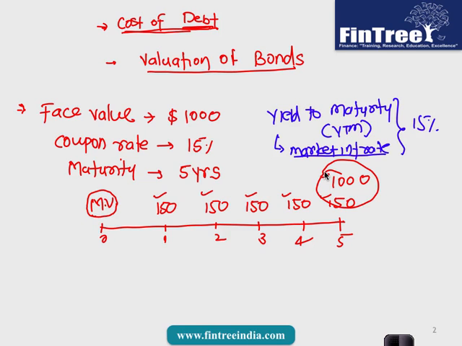Are we done? Now press the NPV button. What should be the I here? 15. So say 15, enter, and compute NPV. The valuation would come out to be 1000.